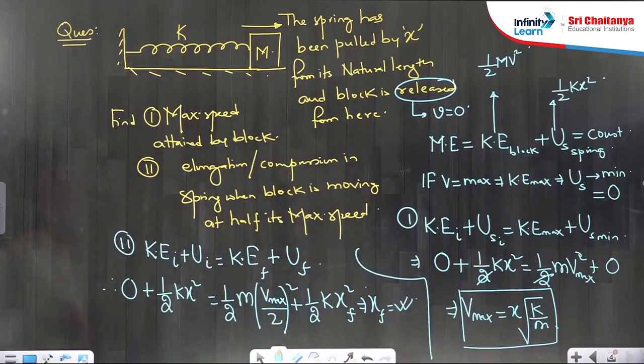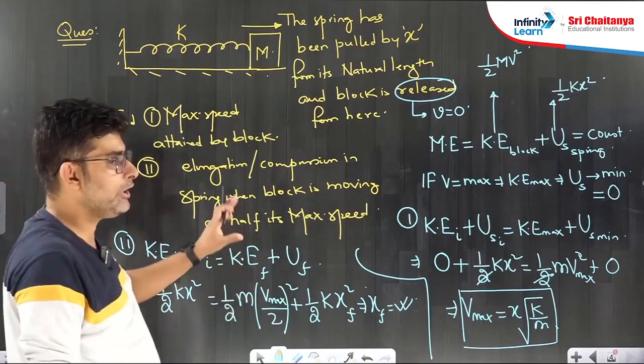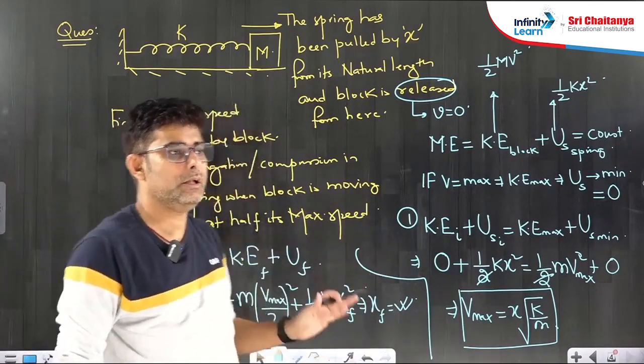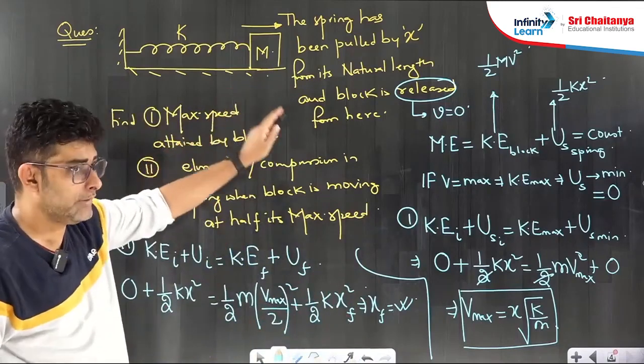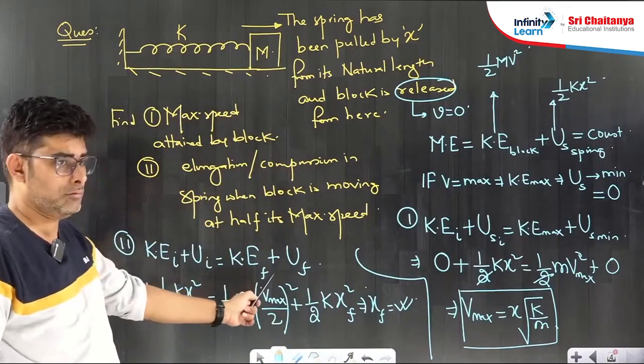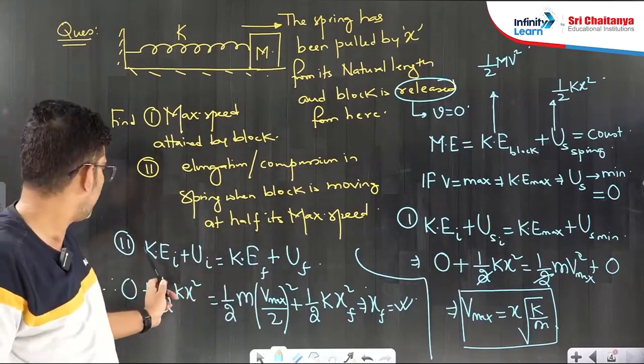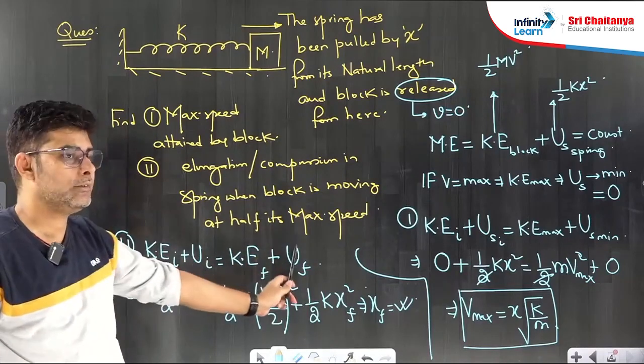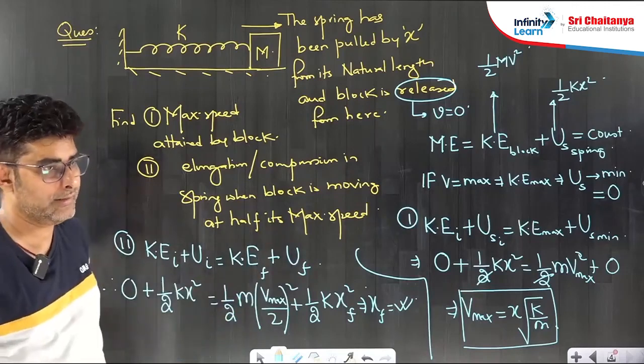Understood? So this is how we use conservation of energy in a question. Initially it was at rest. At any position, if they ask you the speed or the elongation, you can use kinetic energy plus potential energy is constant. By this you will get whatever is asked.